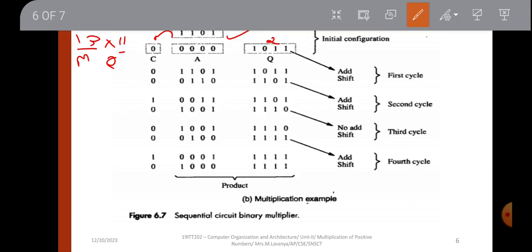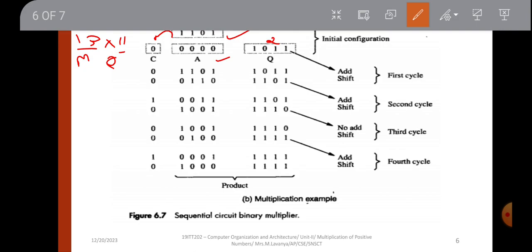Whatever we are performing in a sequential manner, the multiplication will be performed step by step. We need a temporary register to store the output values. That temporary register is the accumulator we are taking here. A stands for accumulator.